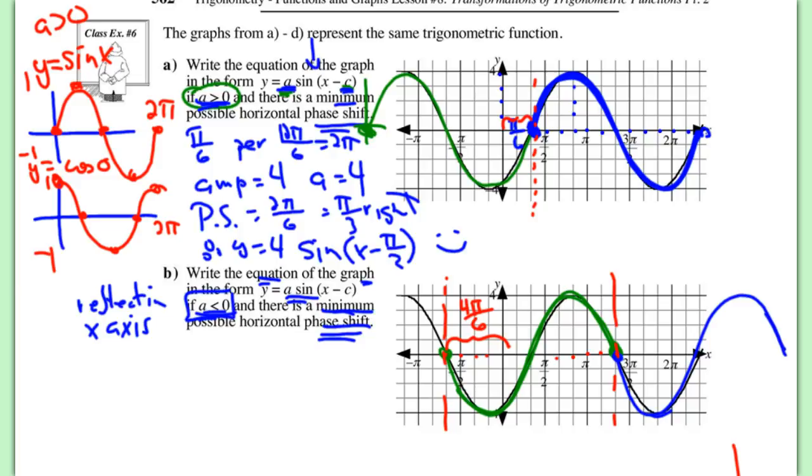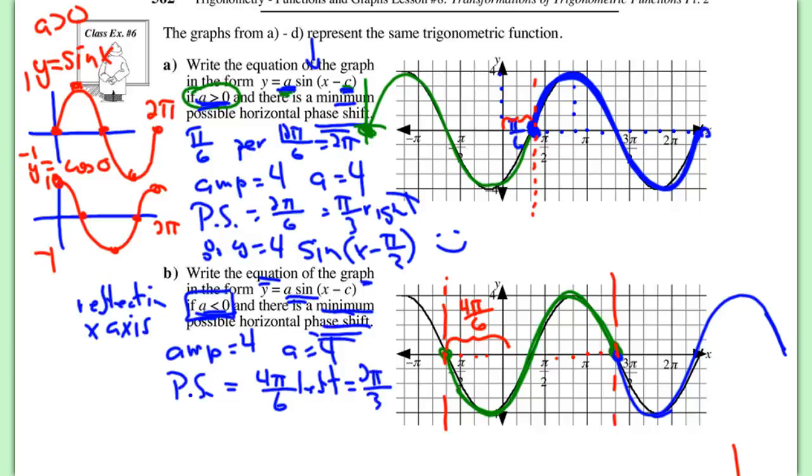So when we look at it, the graph still has an amplitude, right? The amplitude is still equal to 4, so my a value equals 4, except now it's going to be minus 4, and my phase shift is going to equal 4 pi over 6 left, or 2 pi over 3. And therefore, we're going to have y equals -4 sine bracket x plus 2 pi over 3, so that we end up going 2 pi over 3 to the left, that said minimum possible phase shift.